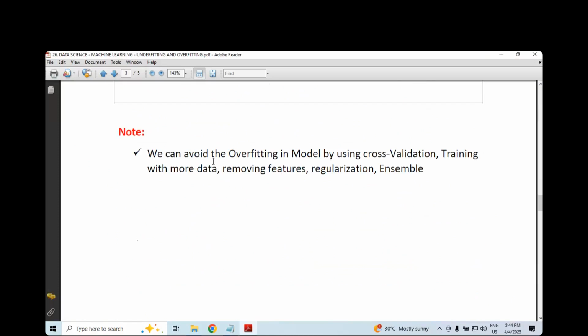These are all solutions to avoid the overfitting model: using cross validation, careful cross validation, training with more data, and removing features. And regularization, L1 and L2, also called lasso regression and ridge regression. These are all upcoming topics, so make a note on this.